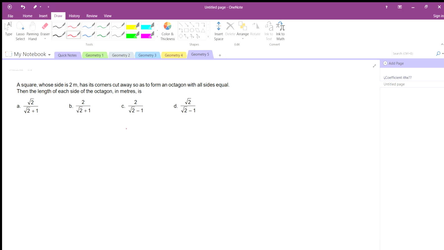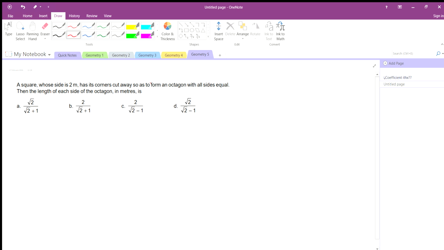In today's video, we will solve a geometric question from CAT 2001. This is a previous year question. The question is: a square whose side is 2 meter has its corners cut away so as to form an octagon with all sides equal. Then the length of each side of the octagon in meters.